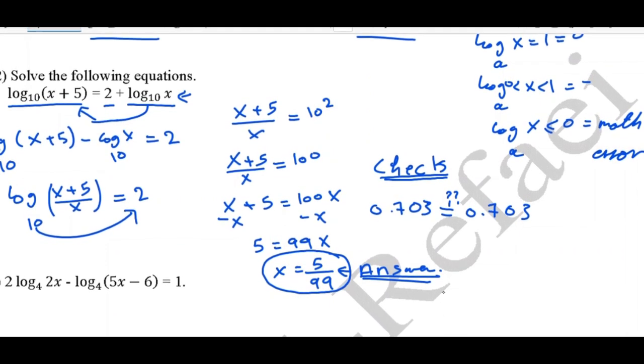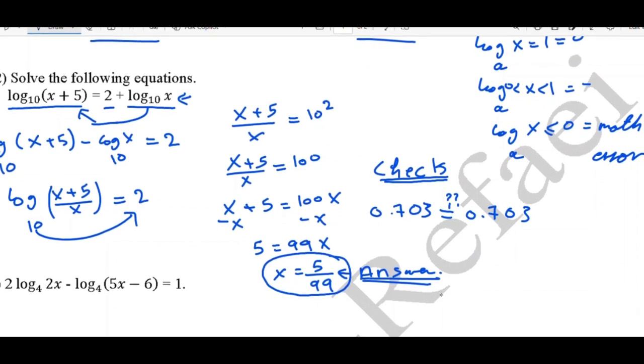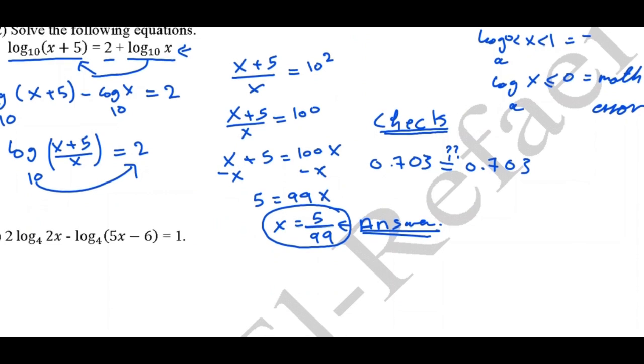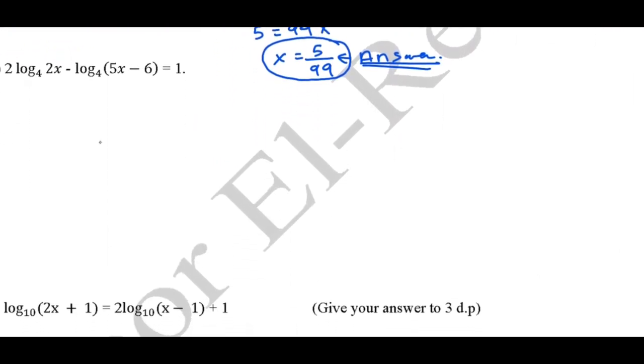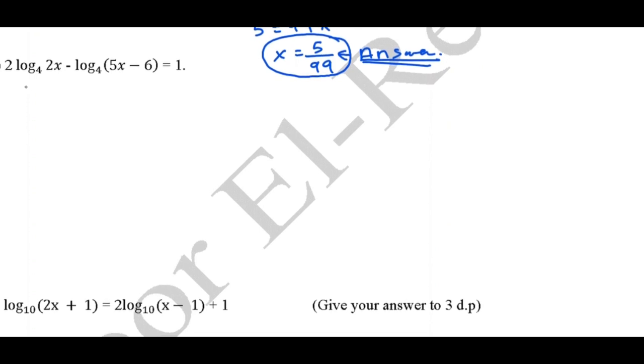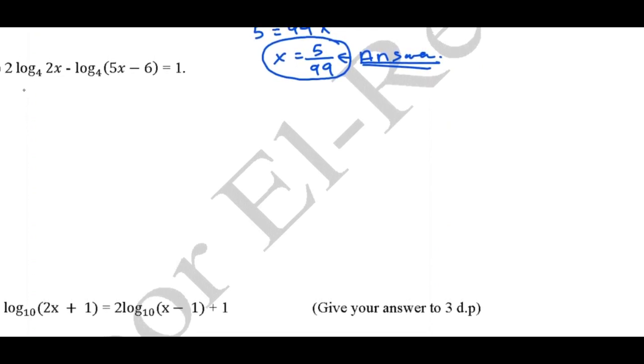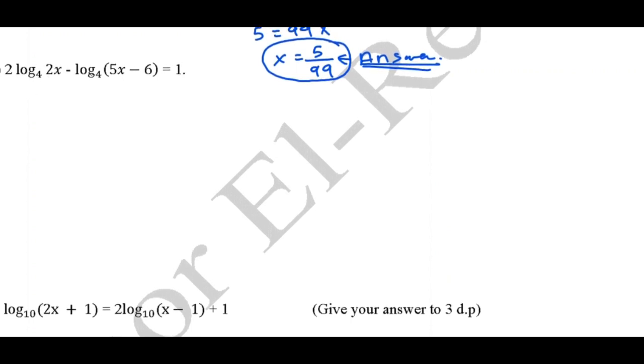Let's solve another one. Okay, as we said before, to combine two logarithmic terms, I have to check that they both have the same base and the same coefficients. Do they share the same coefficients? No. I'm going to move the 2 to become a power. So it will be log of 2x, all of it, to the power 2 base 4 minus log of 5x minus 6 to the base 4 equals 1.